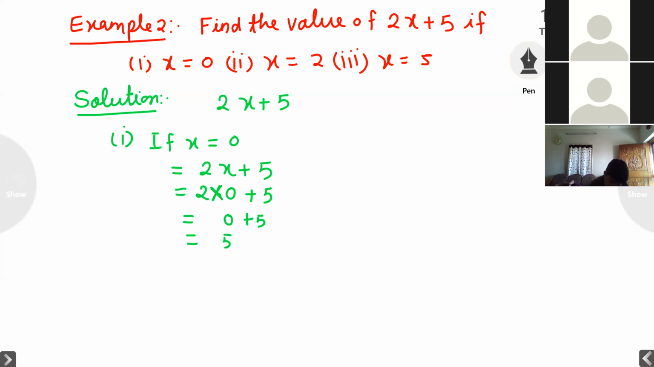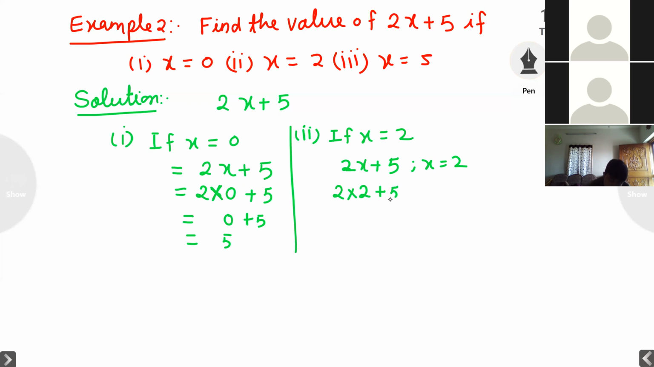That is the first question. Second question he has given, if x equals 2, then what is the expression 2x plus 5? In the place of x, I want to substitute 2. 2x means 2 into x, 2 into 2, plus 5. Again, BODMAS rule. 2 2s are 4. 4 plus 5 equals 9.